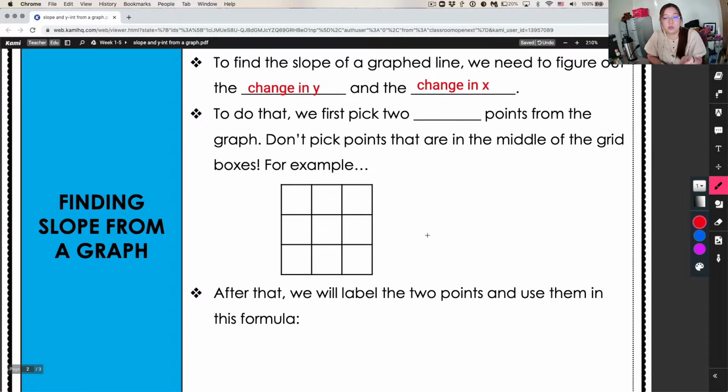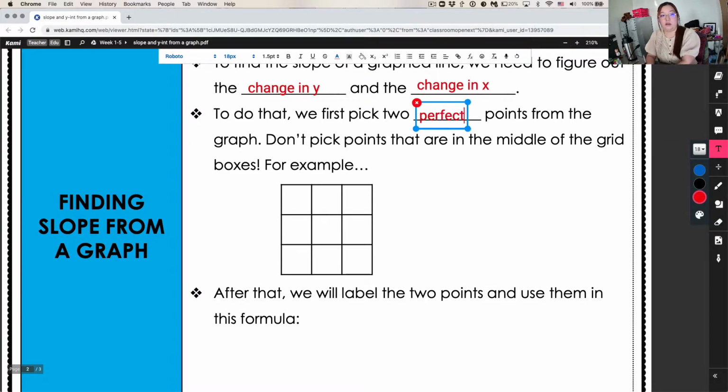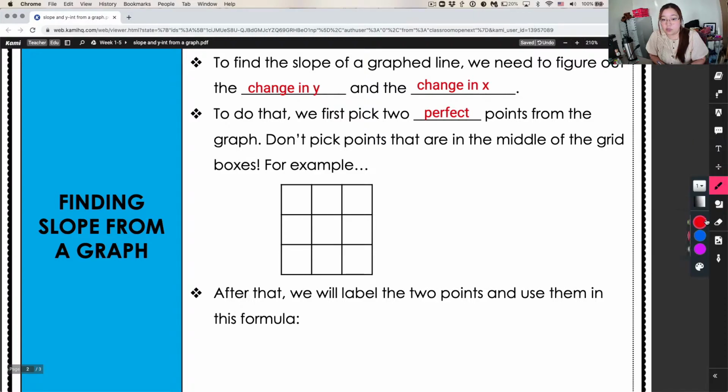Okay, so to do that, there's a couple steps. First, we want to pick two perfect points from the graph. So we don't want to pick points that are in the middle of the grid boxes. What does that mean? Let me show you an example. So let's pretend that this is a graph. This is our x-axis here, so let's count 0, 1, 2, 3. Here's our y-axis, right? We want to pick points that are right on corners.